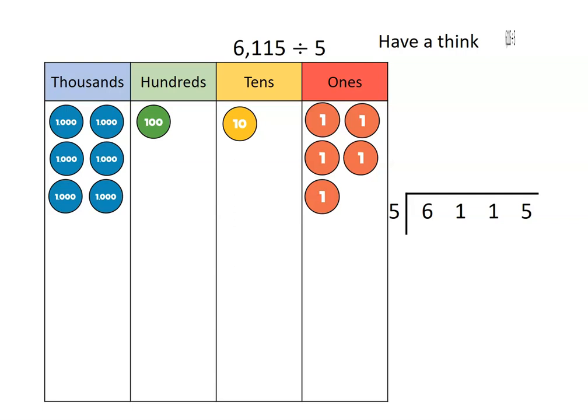Okay, so let's have a little look. Let's start with our thousands then, and we can see that our dividend, the number we're dividing, is 6,115, and we're dividing that by 5. 5 is our divisor, so that's the size of the groups we're trying to make.